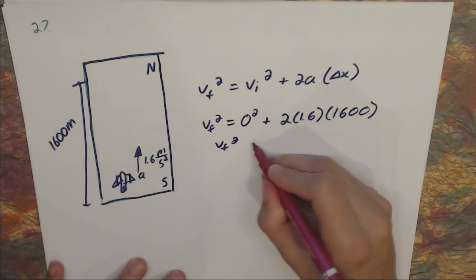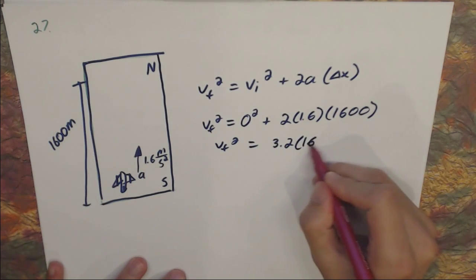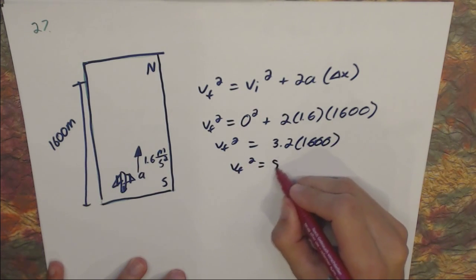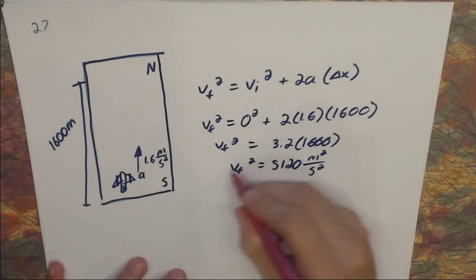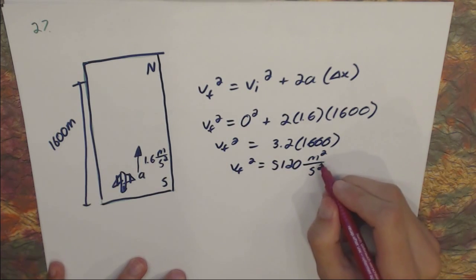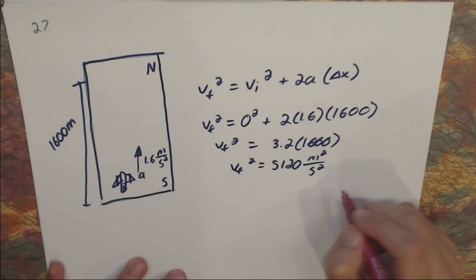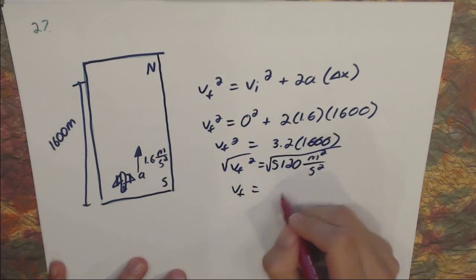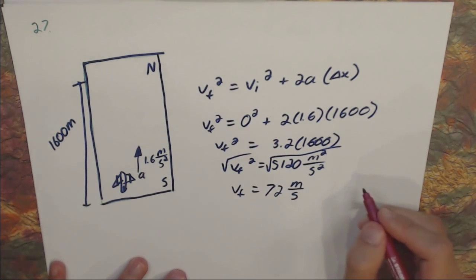Now we multiply all these out, and we get 3.2 times 1,600, which equals 5120 meters squared per second squared. And if you can see, when we take the square root of this to find the final velocity, we're going to get meters per second, so we know we did it right. So take the square root of both sides, get v final equals 72 meters per second.